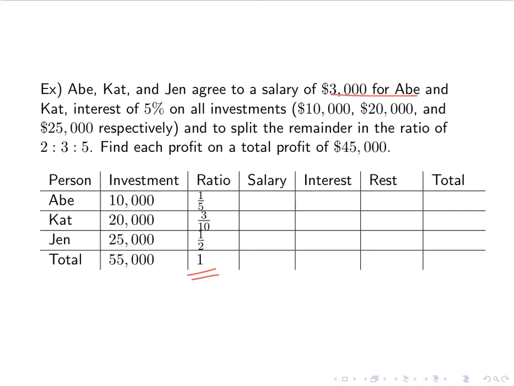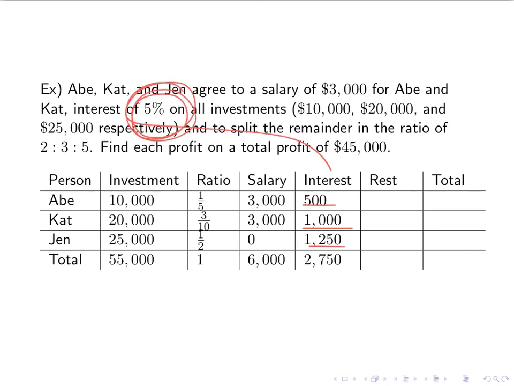So for salary, we have $3,000 for Abe and for Kat. Jen doesn't get any, and then the total salary is the $6,000. For interest, it's 5% on their investment. So Abe is getting 5% of $10,000. Kat is getting 5% of $20,000, and Jen is getting 5% of $25,000. So again, it's a basic percent problem. What is 5% of 10,000? That's 500. 5% of 20,000 is 1,000. 5% of 25,000 is 1,250. So the interest is the percentage, not the ratio. I'm not using the ratio yet. Okay, so the interest is 5%.